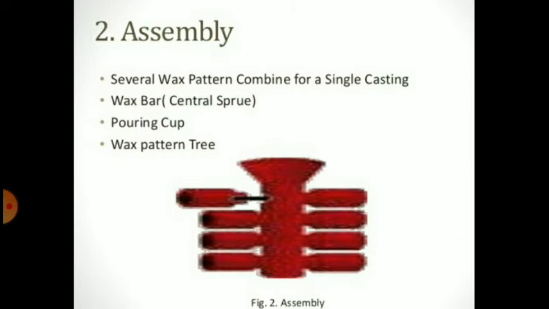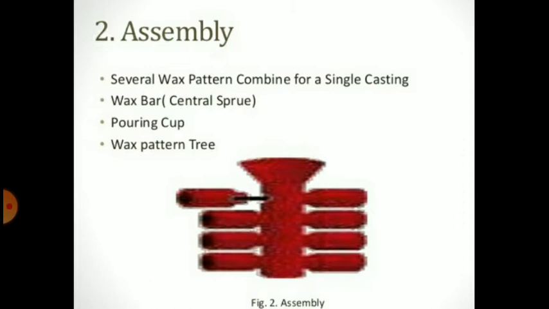On the right hand side, you can see four, and on the left hand side, another four wax patterns that are assembled together using a heating tool. At the center, there is a gating system. In this manner, a cluster or tree of wax patterns is formed. So this is a cluster tree. That is regarding the assembly.